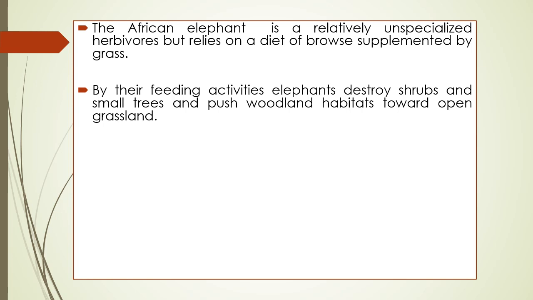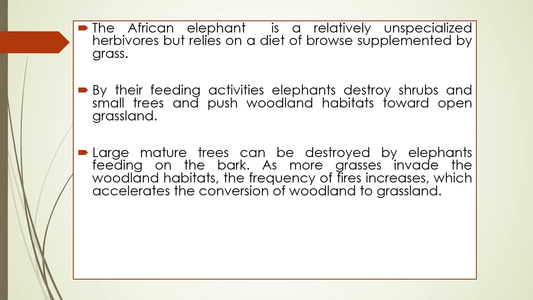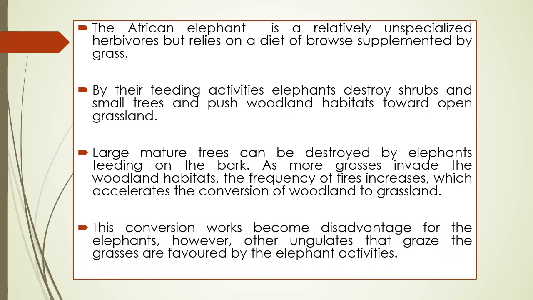By their feeding activities, elephants destroy shrubs and small trees and push woodland habitat towards open grassland. Large mature trees can be destroyed by elephants feeding on the bark. As more grasses invade the woodland habitat, the frequency of fire increases, which accelerates the conversion of the woodland to grassland. The conversion becomes a disadvantage for the elephant because grass is not a sufficient diet for the African elephant, and they begin to starve as woody species are eliminated. And other ungulate species that graze the grasses are favored by elephants' activities.